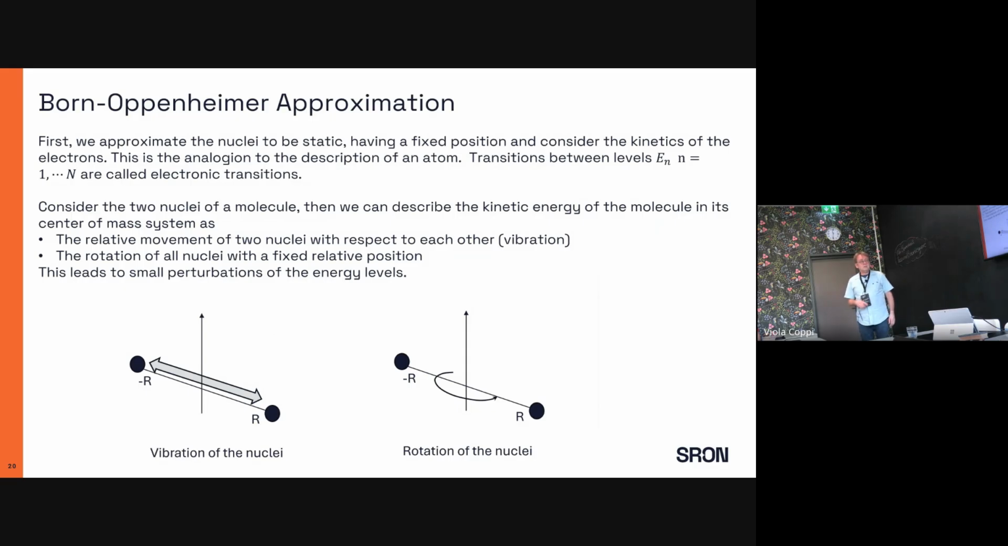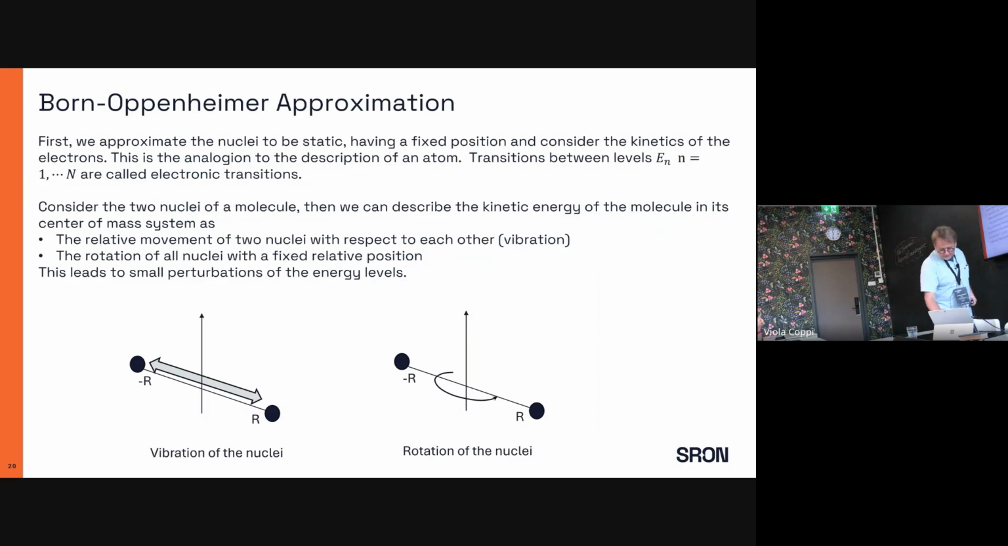Then we have the rotational movement of the nuclei. They can rotate, and this also needs quantization, and then describes different energy levels. So we have the electronic transition, where the electron jumps from one level to the other. We have the vibrational one, and we have the rotational one. Translation energy is not important for them.